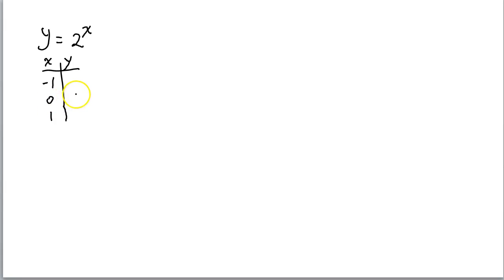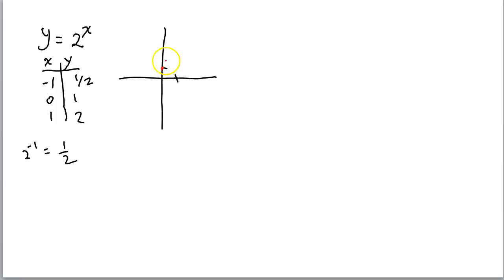Anything to the 0th power is 1, so 2 to the 0th power is 1. 2 to the first power is 2. What's 2 to the -1 power? 2 to the -1 power is 1 over 2, so that's 0.5. Okay, what does that give us for the graph of y equals 2 to the x? Well, let's see. At 0 it's 1. At 1 it's 2. And at -1 it's 1/2.